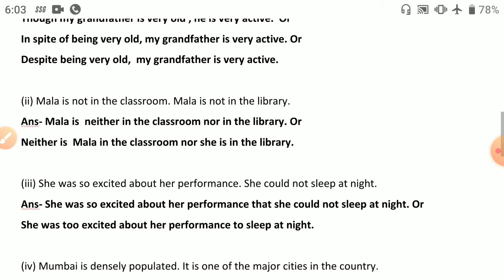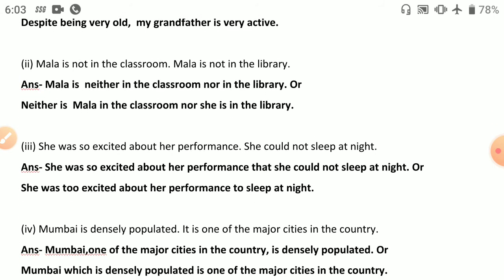Okay, so let's see the next one. She was so excited about her performance, she could not sleep at night. Okay, so, so excited. She was so excited about her performance that she could not sleep at night. Just add that and join the sentence. She was too excited about her performance to sleep at night. That is also you can use, too excited. Too excited means she was so excited that she could not sleep. Basically, that is the meaning.